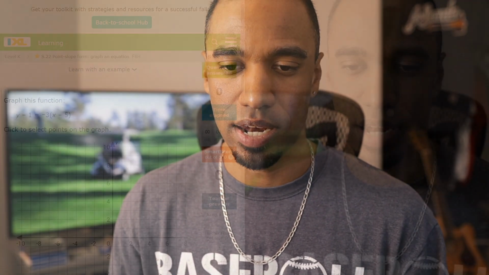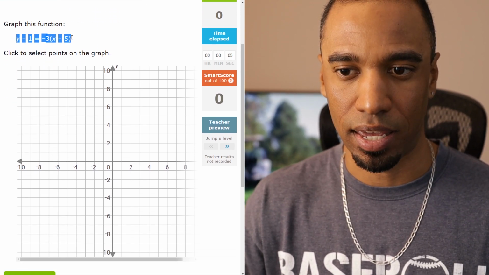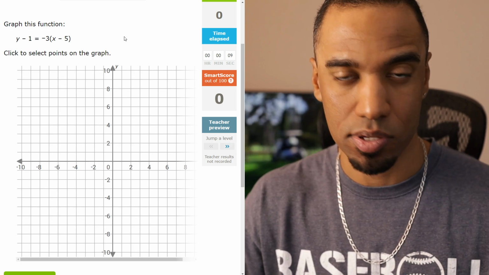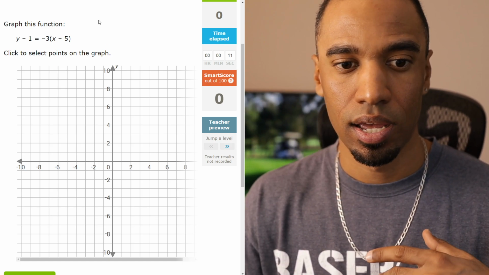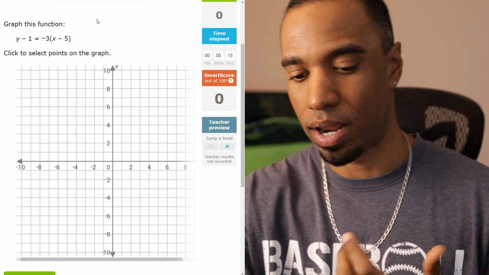All right, point slope form graph and equation. Here we go. The next bit here, we're going to take something out of point slope form like this, and then we are going to actually draw its graph. This is the opposite of what we were doing before, and that doesn't mean it shouldn't be taught, but it should make sense what I do on this.